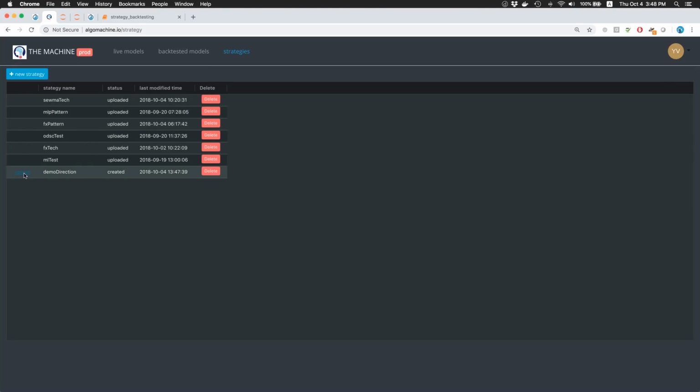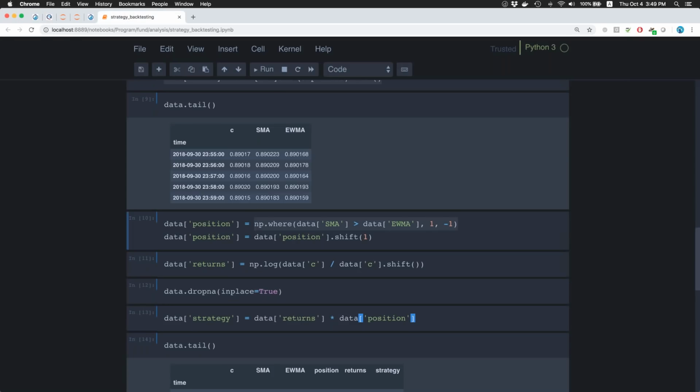You see here now upload. I would need to upload it in order to make use of it. But I have here prepared one that is called, like cryptic name, SEWMA. So for simple exponentially weighted moving average, this is the combination of my strategy backtesting. You recall, here is the logic. I have SMA and exponentially weighted moving average.